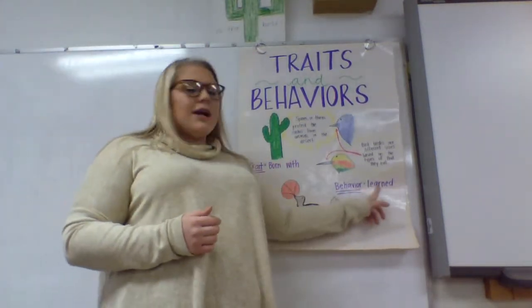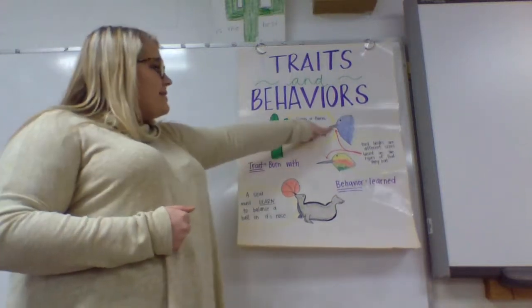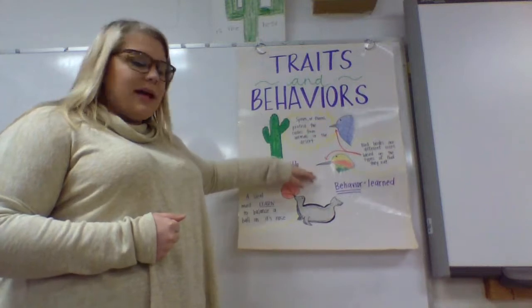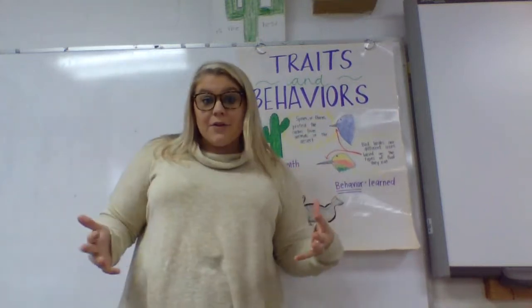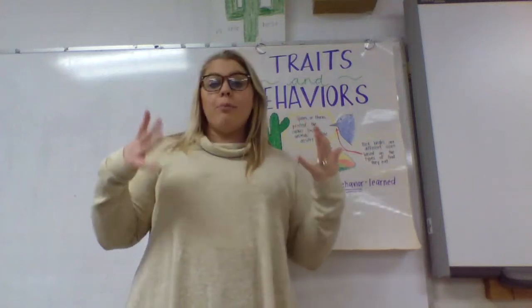A behavior is something that is learned. So another trait, like these birds, you see how these birds have different beaks? They are born with their beaks. So they probably eat different foods. That's why birds have different beaks depending on where they live and what they eat. They are born with that.